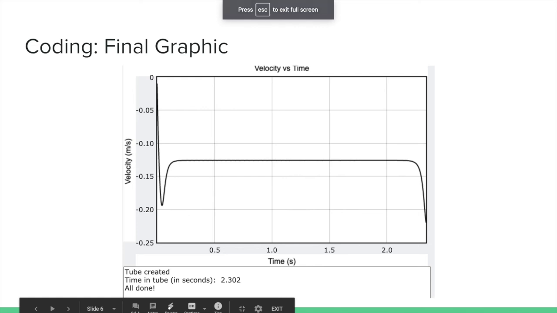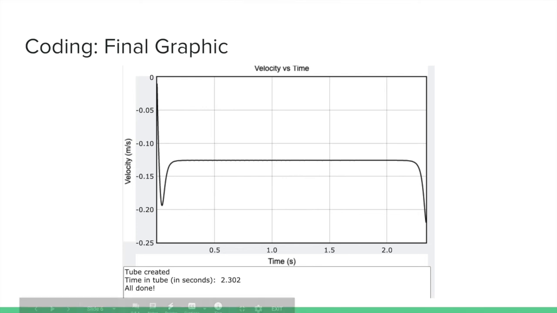Moving on to the coding section of the lab, you have the final graphic of what happens if the code runs correctly. The large flat line across the graph is just saying that the bar magnet falls with a constant velocity through the aluminum foil tube. And after plugging in all the measurements, the time in the tube is 2.3 seconds.